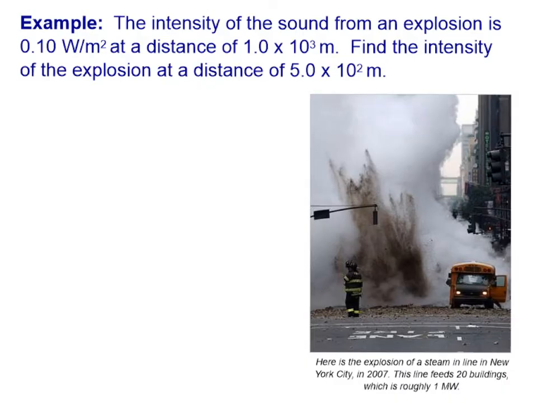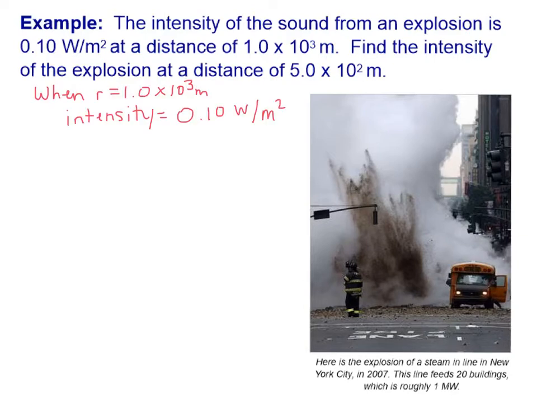Let's do a sample problem together. Let's say that the intensity of sound from an explosion is 0.1 watts per meter squared at a distance of 1 times 10 to the third meters, about 1,000 meters. Find the intensity of the explosion at a distance of 5.0 times 10 squared meters. That would be about 500 meters. We know that when the radius is 1,000 meters, the intensity is 0.1 watts per meter squared. We'd like to find out what the intensity is when the distance away from the explosion is 500 meters.